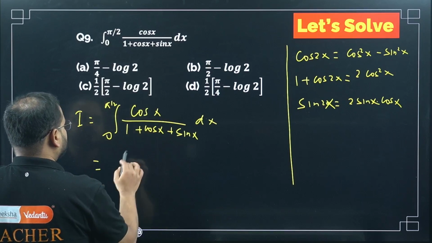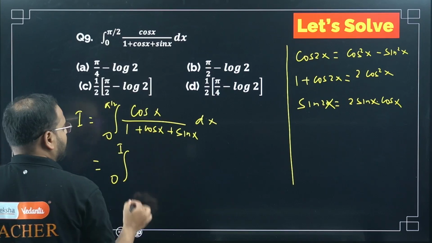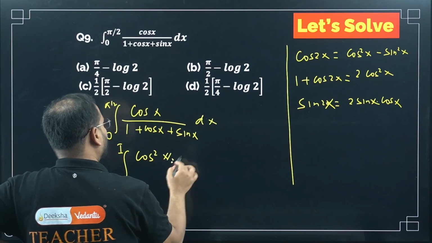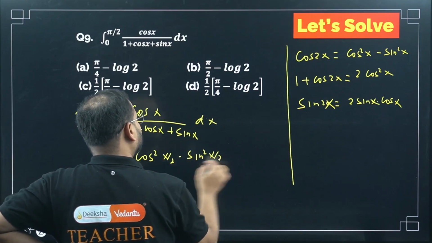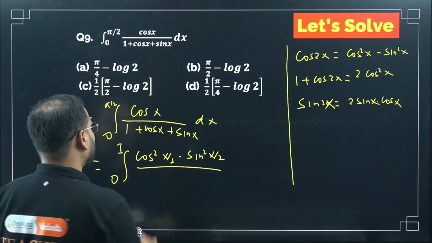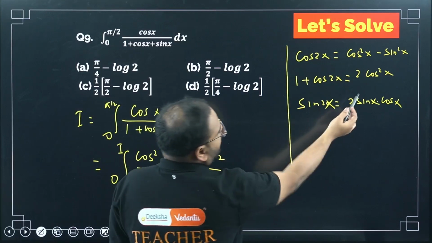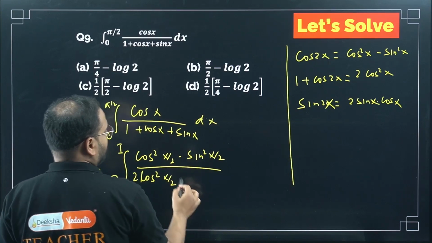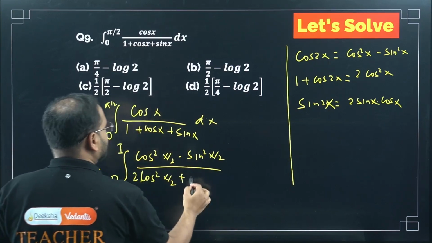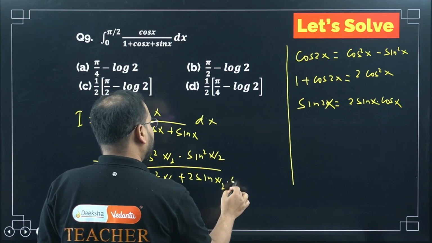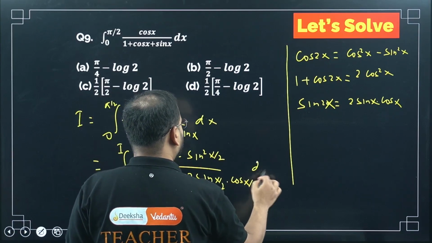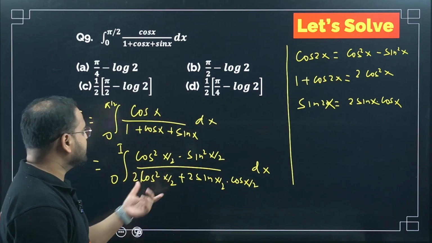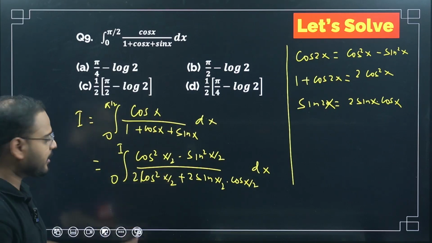So please check this transformation of the given integration. From the first formula, this will become cos square x by 2 minus sin square x by 2. And 1 plus cos x will become 2 cos square x by 2. Plus sign is there, so plus 2 sin x by 2 cos x by 2, whole thing with dx. Now do one thing, divide everything by cos square x by 2. Why? We'll see now. If you do that, what are you going to get? Please check.